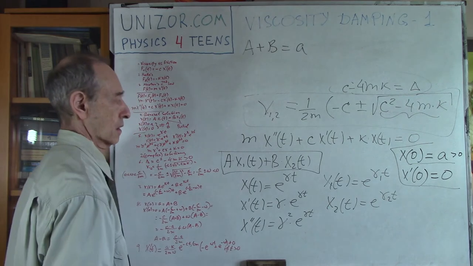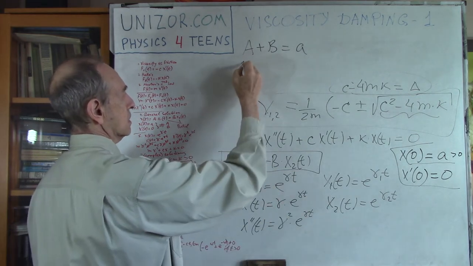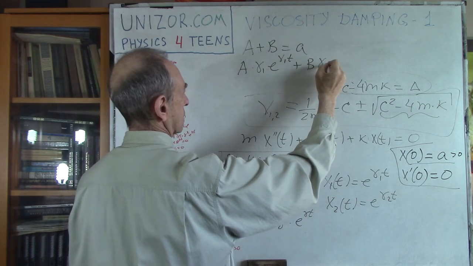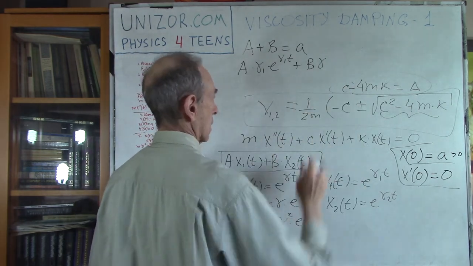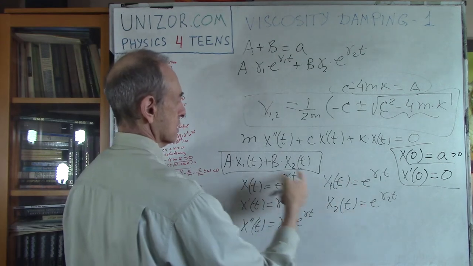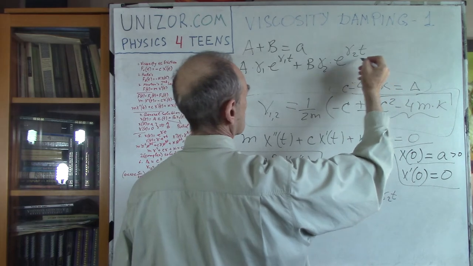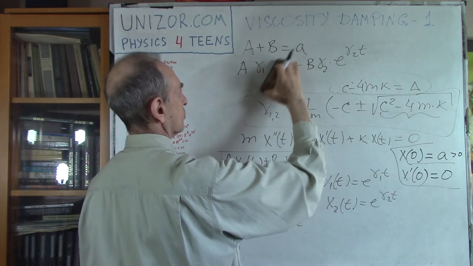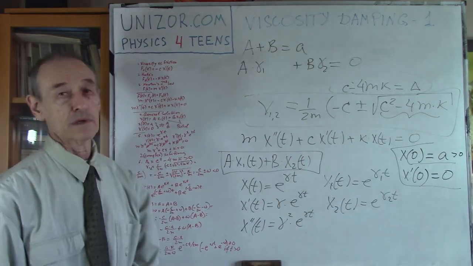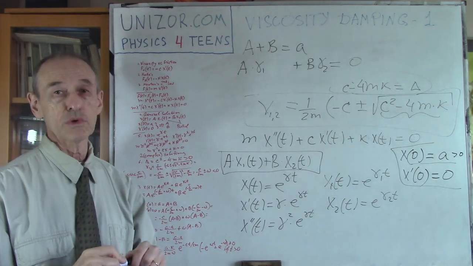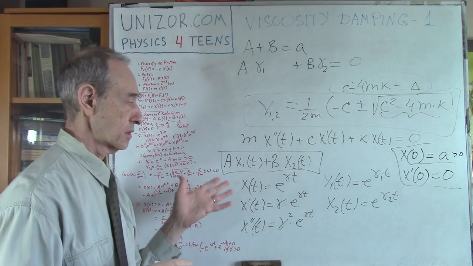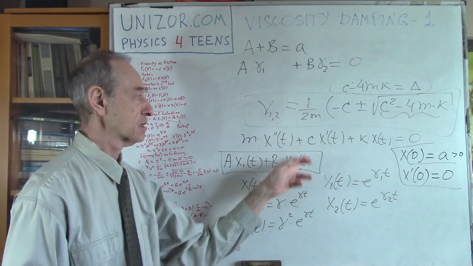Now, how about this one? Well, if I do the same thing here, I will have a gamma 1 e to the power gamma 1 t plus b gamma 2 e to the power gamma 2 t. That's my first derivative, right? If x1 is this and x2 is this, then this is the derivative. And at point zero, which means t is equal to zero, I have to put this one and this one, e to the power of zero is one, that's equal to zero. So this is another equation. So I have two equations with two unknowns, a and b, and that gives me basically a and b. And knowing a and b, I know the exact solution to my particular problem.